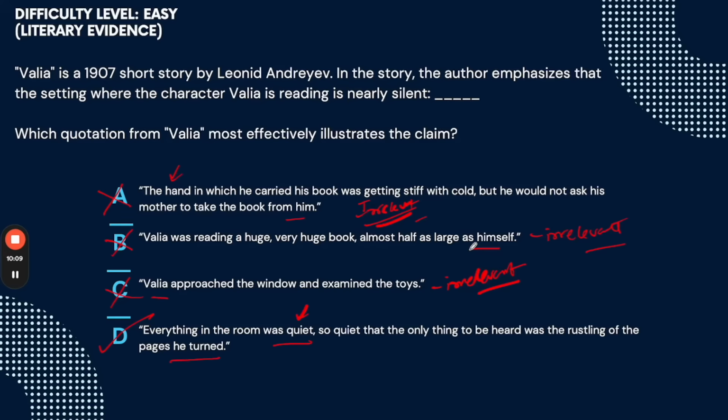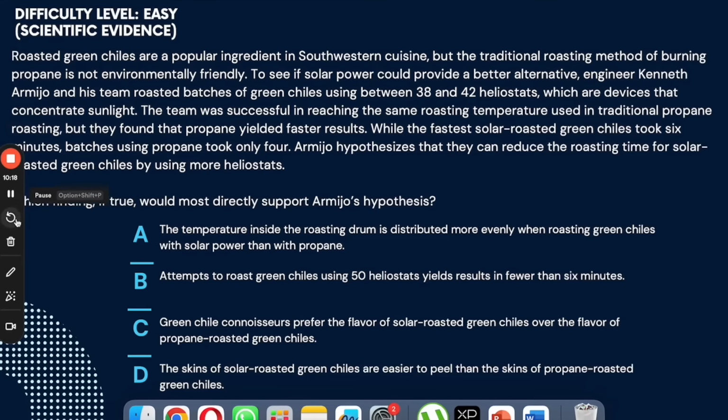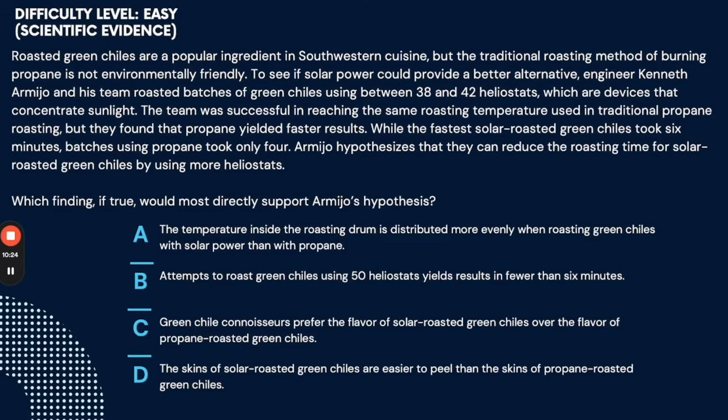All right. Now the next question is going to be on the scientific evidence type, and the difficulty level is going to be easy again. All right. So here is the next question. And as you can see, the difficulty level is easy, and this is a scientific evidence-based question.